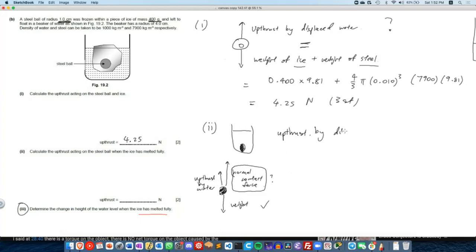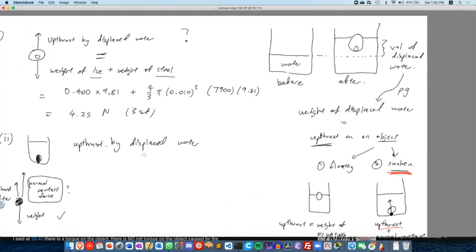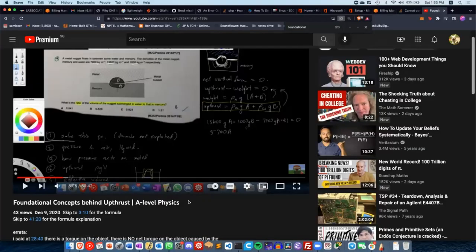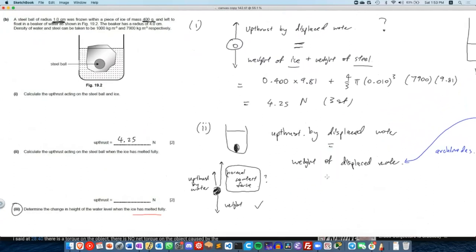And what is the up thrust? The up thrust by the displaced water is the weight of the volume of the displaced water, by Archimedes' principle. Archimedes' principle says that the weight of the displaced water is equal to the up thrust on the object. And if you want to go through a detailed derivation of it, I have a video over here talking about it. So what is the weight of the displaced water? It would just be the volume of displaced water times the density of water times g.